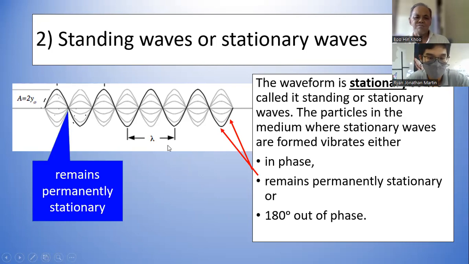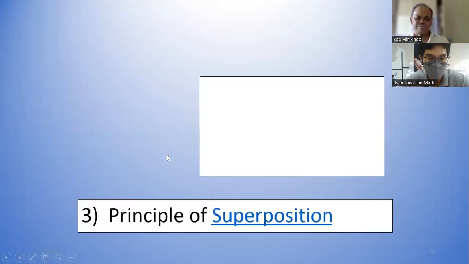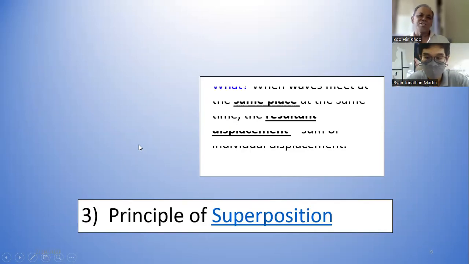or 180 degrees out of phase. This one, a point here, a point within here, and a point within here will be 180 degrees out of phase. Okay, same within here and within here, 180 degrees out of phase. Okay, so this one you need to remember.